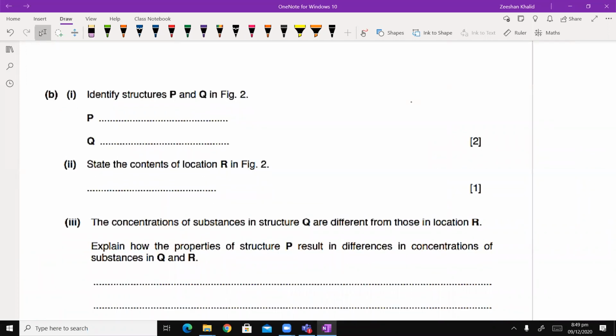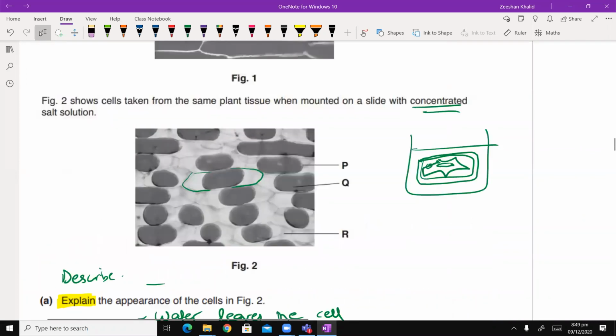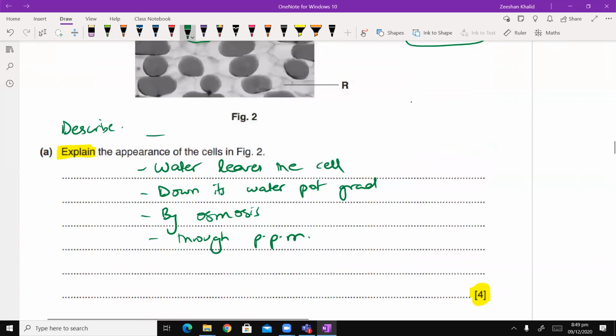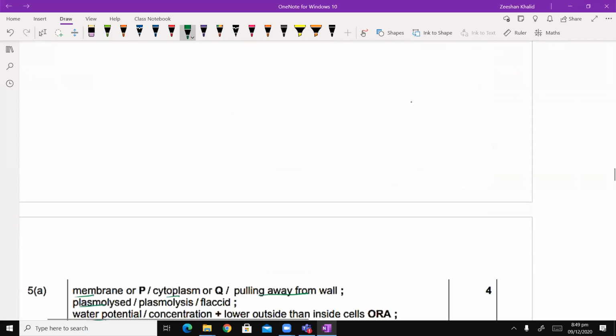Identify structures P and structure Q. Okay. Q is the, हाँ जी, क्या है जी? साइटोप्लाज्म है, सेल वैक्यूल है, क्या है? What do you think? What do you think is P? Come on, I'm leaving the ball in your court. You have to tell me what that is. Yes, बच्चों, come on. Cell membrane है sir.